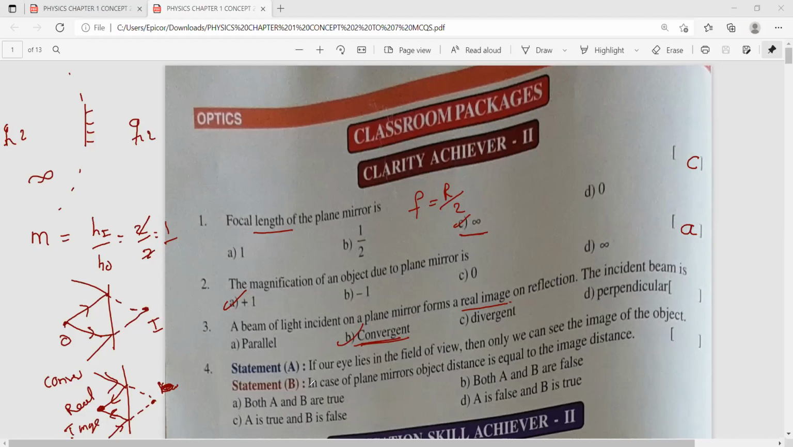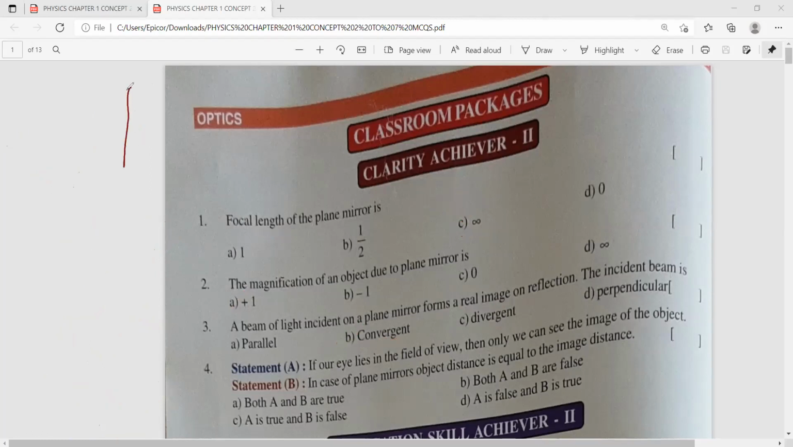Fourth question: if our eye lies in the field of view, then only we can see the object. Children, what is the field of view? This is a plane mirror. The distance between two extreme reflected rays, when the ray is incident on the end point of the mirror and on the other side also at the end point of the mirror, then the reflected rays will go like this. These are the two extreme reflected rays. The distance between these two extreme reflected rays is what we call the field of view.